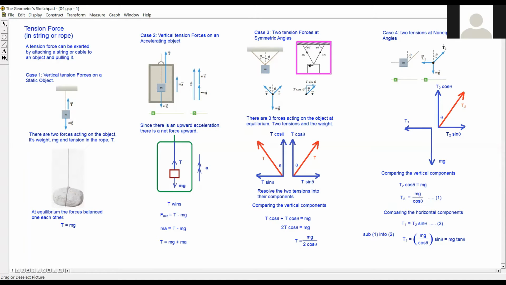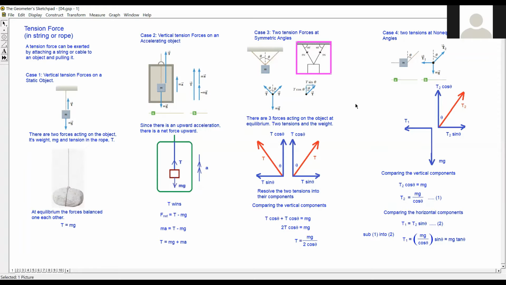Altogether, when we look at this object hanging by 2 strings or 2 ropes, there are 3 forces acting on this object. Okay, one is the weight, and the others are tension number 1 and tension number 2. But because the 2 tensions are the same, we call them only tension, right? So the tension, the force produced by one rope, is the same as the force in the other rope because of symmetry, right?